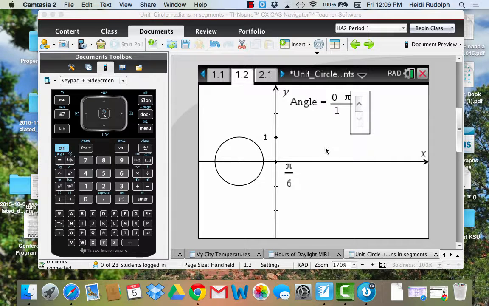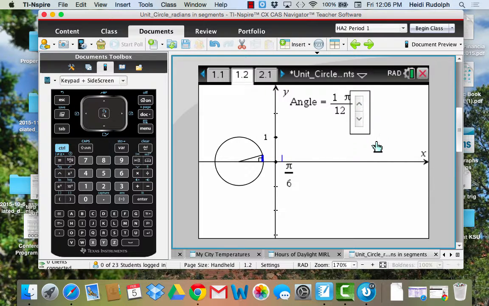All right, we're about to unwrap the unit circle using the TI Inspire. So right now we are looking at a unit circle over here with a radius of 1, and the current angle, the standard position right now, is at 0 radians. So we're going to take a look at pi over 12, and we are looking at the opposite side, which is the value of sine of pi over 12.